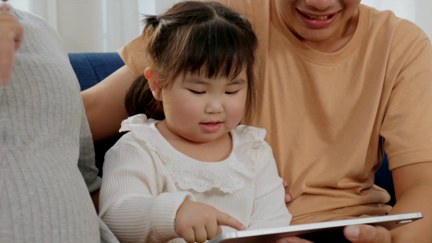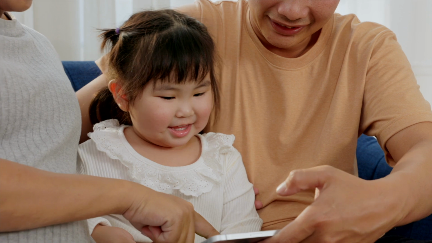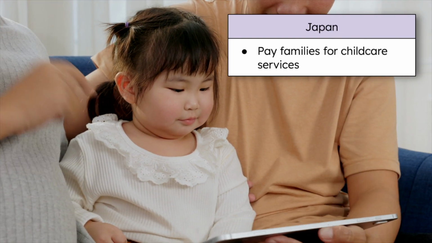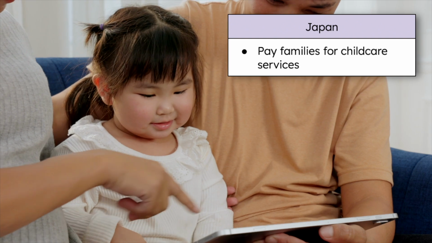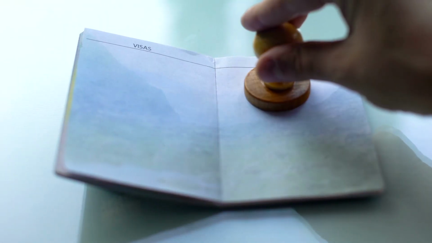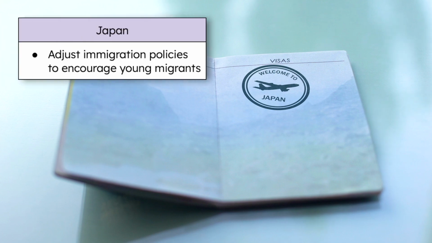Japan's government, on the other hand, might consider policies to increase its population of young people to support its shrinking workforce. For example, the government might want to offer incentives to make having kids more attractive, like paying families for childcare services so young adults can have kids and still work. Japan's government could also adjust immigration policies to encourage young migrants to move there. These migrants could support Japan's aging population and economy by providing a much-needed boost to its labor force.